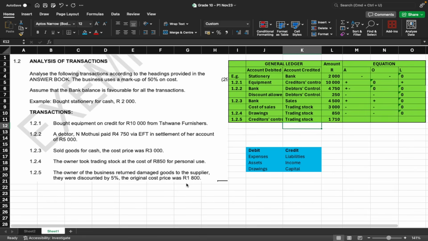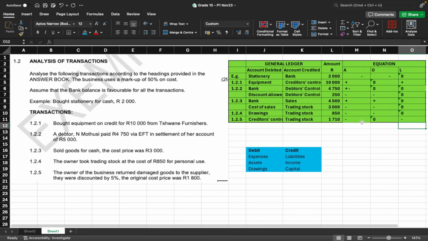So what is happening here? Trading stock is an asset and it's going down because we are returning it back to the supplier. So that is why we are crediting our trading stock, as given in the answer there. So we have to put our asset as a negative. Owner's equity is not affected here because this is just creditors control and trading stock, so I have to put it as a 0 there. But my liabilities is now affected here because creditors control is reducing. I no longer owe the person that I initially owed, which is a liability. So I'm putting it on the debit side, as I've already mentioned. So I have to put my liability as a negative, because now I no longer owe them, so I'm reducing my liability.